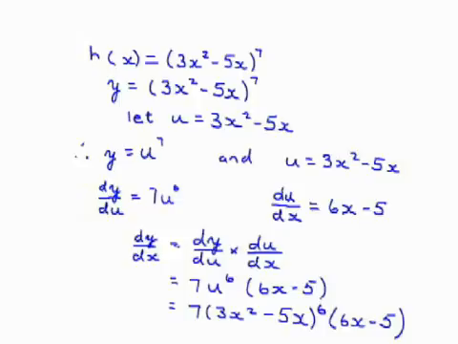Now, this question could be handled in a slightly easier fashion. When you take this function, (3x squared minus 5x) raised to the 7th, you can look at it as a function embedded within another function. And you start by taking the derivative of the outermost portion using the power rule.